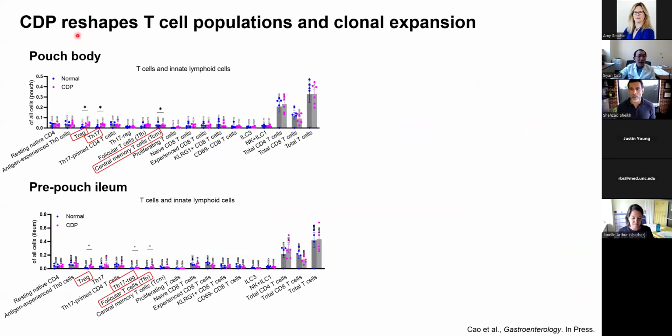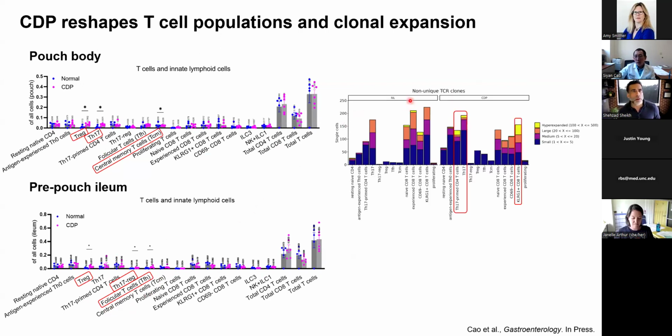And T cells are actually the largest cell population from both the pouch and pre-pouch ileum. We found several altered cell subpopulations in the CDP as compared to normal controls. Here you can see in the pouch body, there is upregulation of regulatory T cells or Treg, increased Th17 cells, and central memory T cells. And in the pre-pouch ileum, there are increased Treg, Th17 reg, or regulatory Th17 cells as some people call them, and follicular T cells.